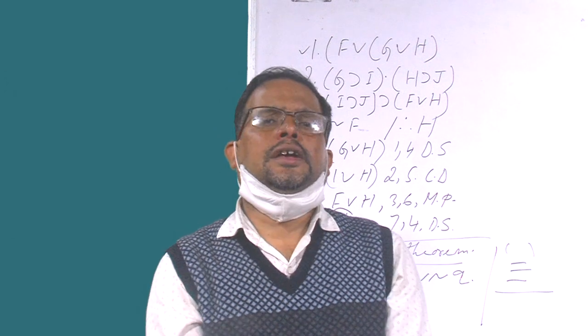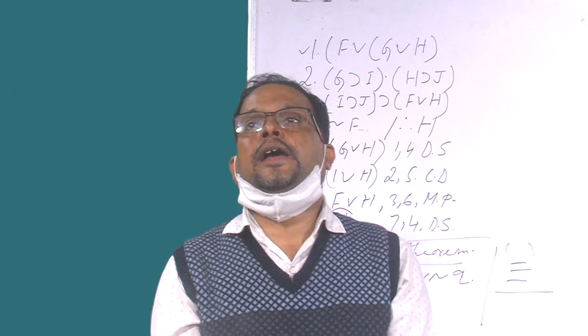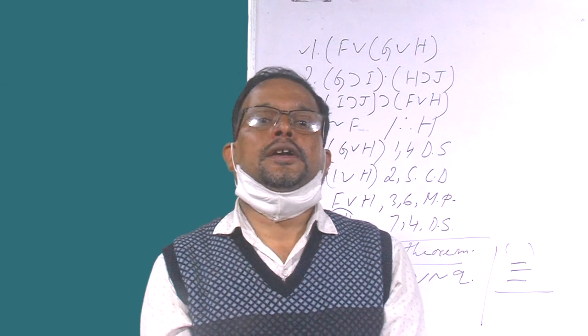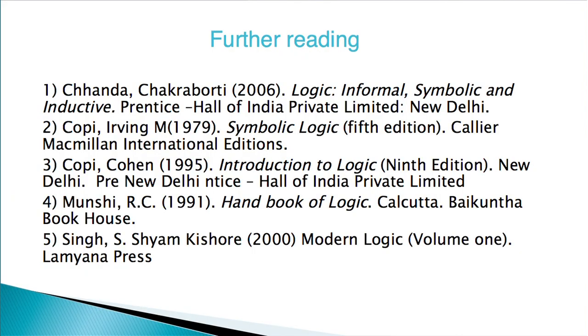And dear learners, in order to know the concept like formal proof of validity in a comprehensive way, you have to study the following books. These books are Logic Informal, written by Sanda Chakraborty, and Irving Copi, that is a book Symbolic Logic, and Cohen and Copi, that is a book Introduction to Logic, and Handbook of Logic, written by R.C. Munshi. And in order to know the basic rules of inference and rules of replacement and other basic concepts of logic, you have to read a book like Modern Logic, written by Sam Kishore Singh.